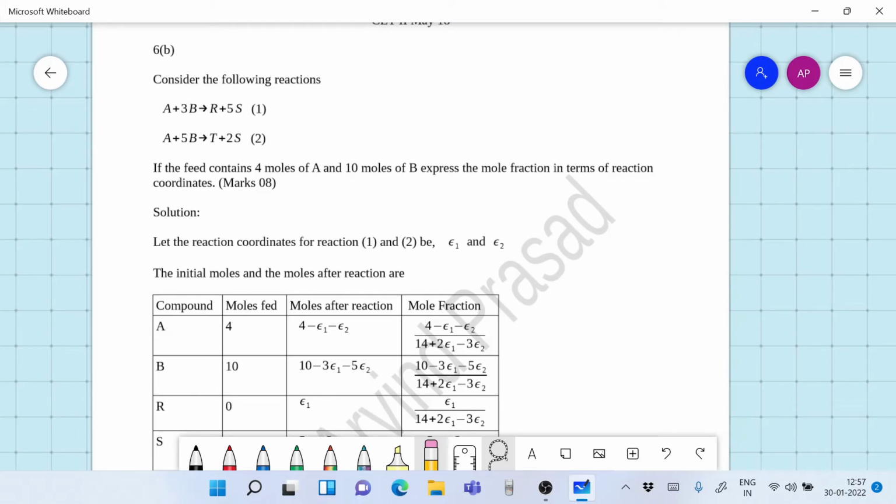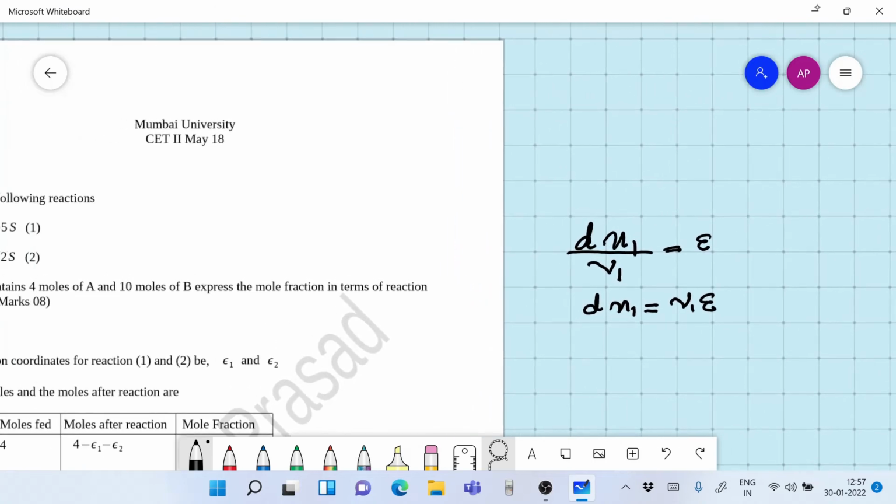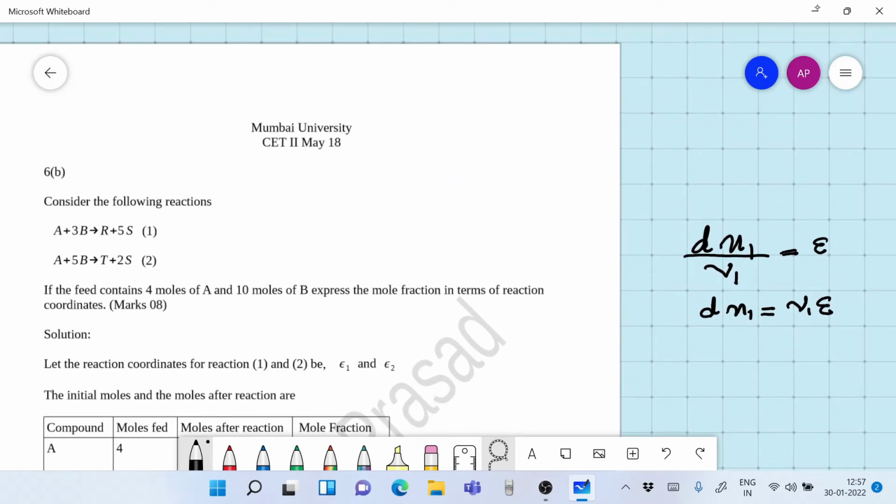So let the reaction coordinates of reaction 1 and 2 be epsilon 1 and epsilon 2, right? So a brief idea about reaction coordinates. If dn is the change in number of moles of any component in the reaction, then if you divide it by its stoichiometric number, it's going to be the reaction coordinate, that is epsilon. So what do we have is dn1 is equal to nu1 into epsilon. Now what is the stoichiometric coefficient? For A it is 1, for B it is 3, for R it is 1. So these are the stoichiometric coefficients.